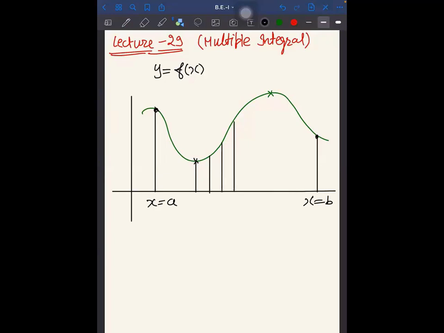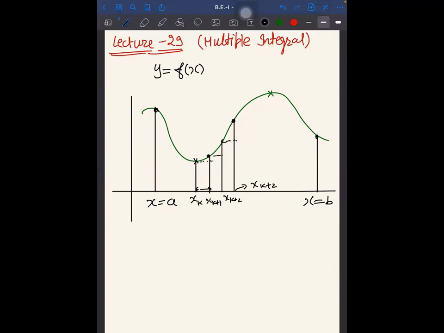So these are those small intervals. Let's say this is x naught, this is xk, this is xk plus 1, this is xk plus 2, and this is xk plus 3. So these are small intervals actually. And these are what? Rectangles, right?